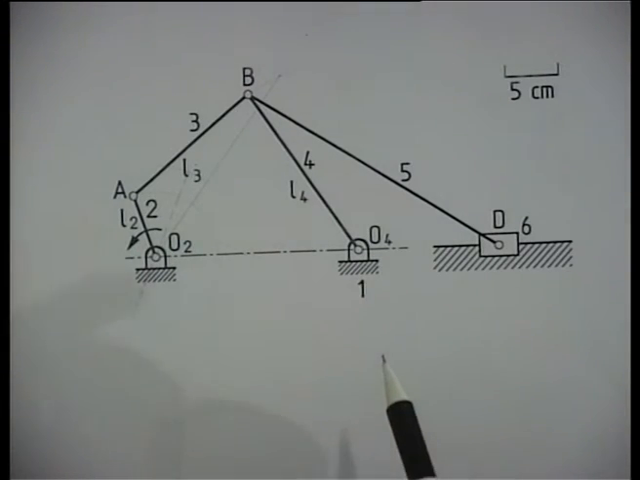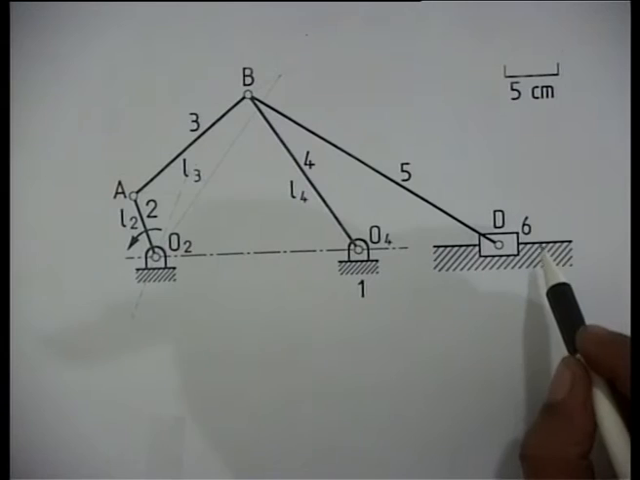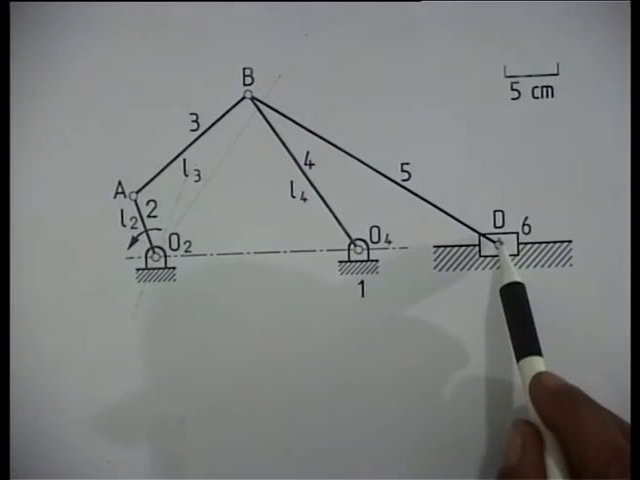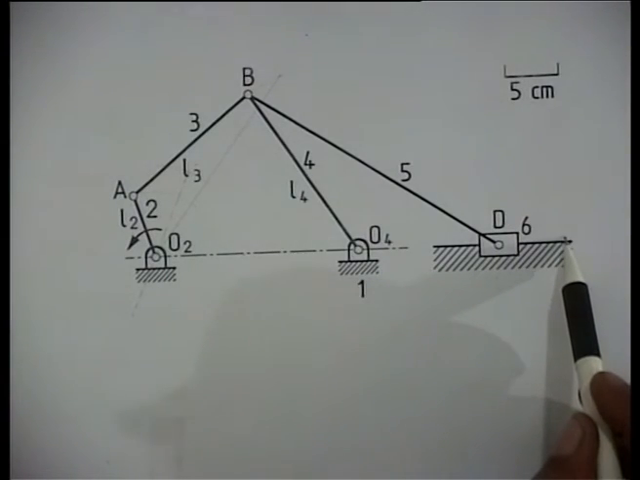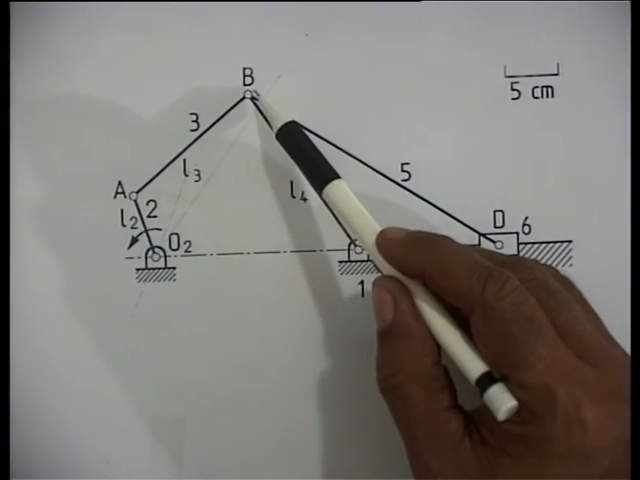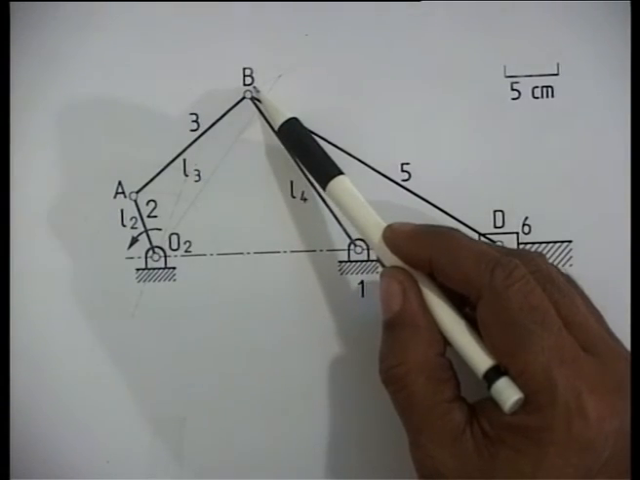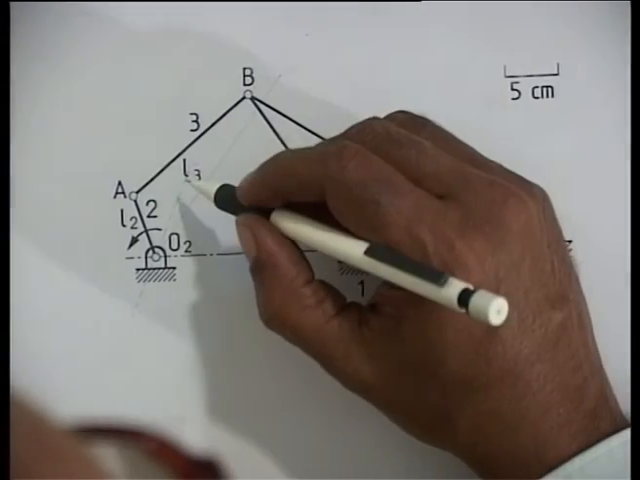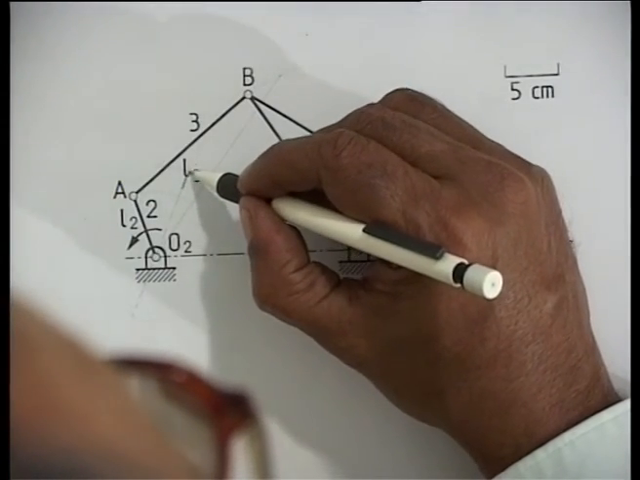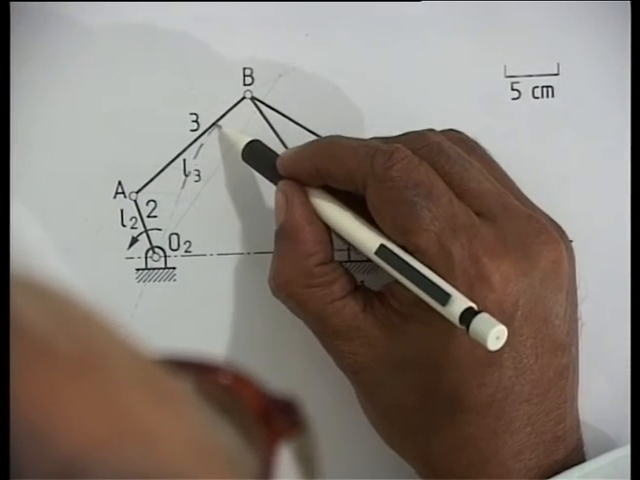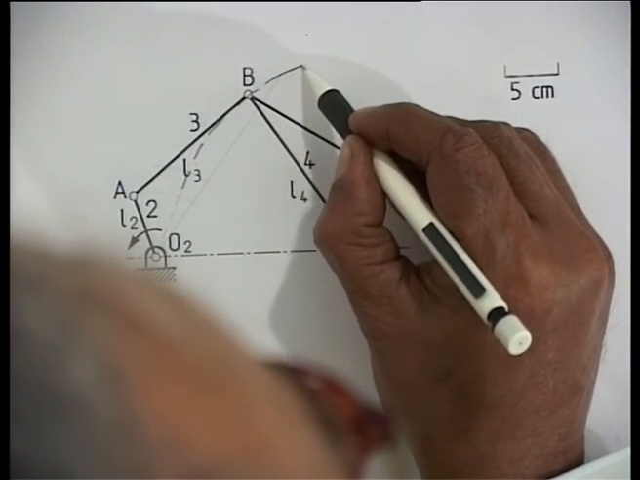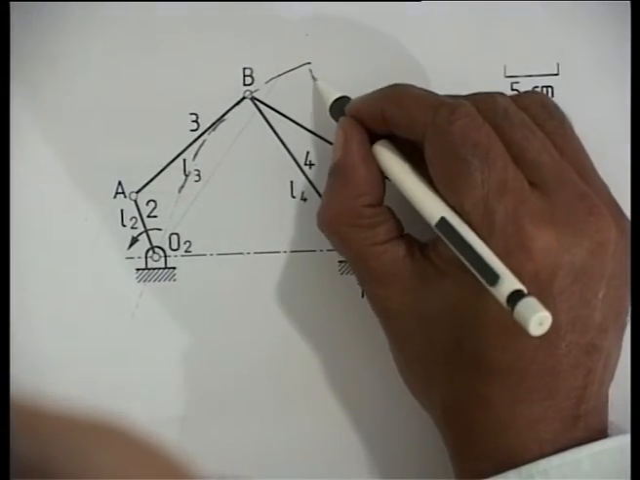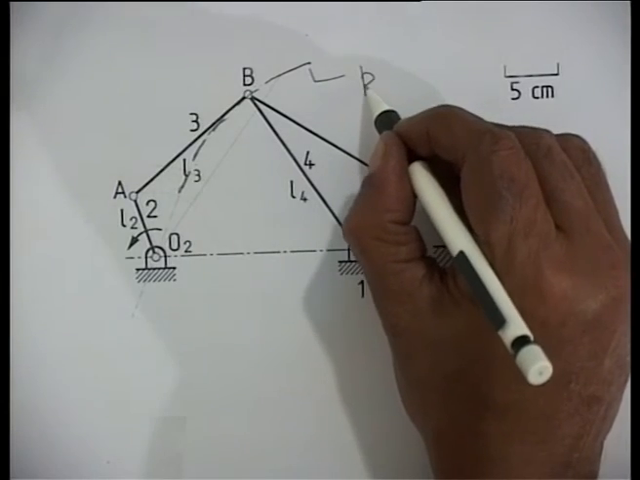The problem is first to find the stroke length of this link 6, that is the slider at D. To find the extreme right position of the point D, first we have to find out what is the extreme right position of this point B. Due to this length O4B, that is link 4, B moves on a circle with O4 as center and O4B as radius. This circle represents the path of B. Let me call it KB.